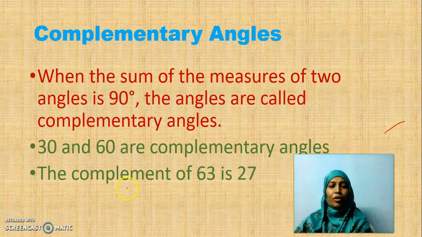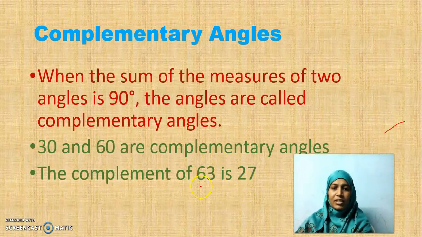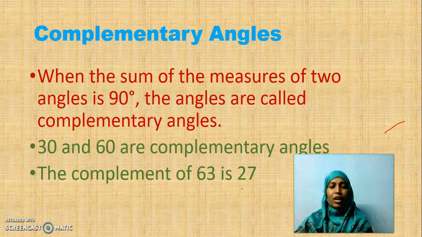Yes, the complement of 63 is 27. If I add these two, we get 90 degrees. The complement of 27 is 63. They occur in pairs. Complementary angles occur in pairs. If we add, we should have 90 degrees. That's the concept of complementary. Here we can come across it with diagrams or with a statement.